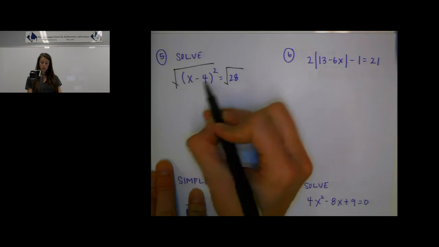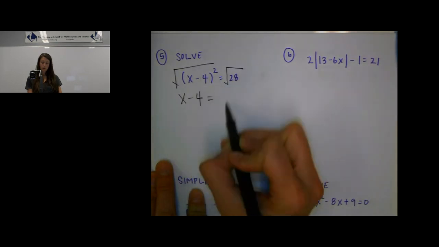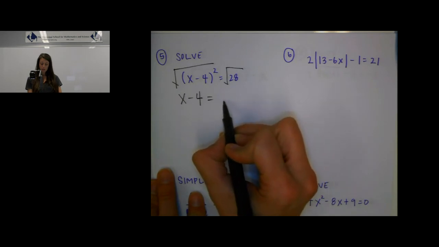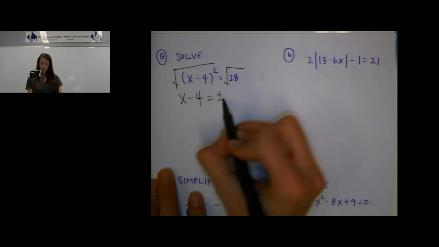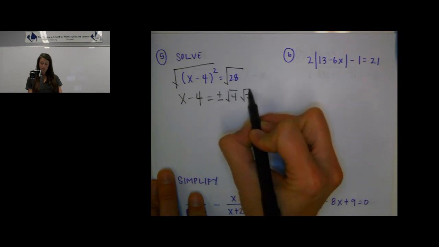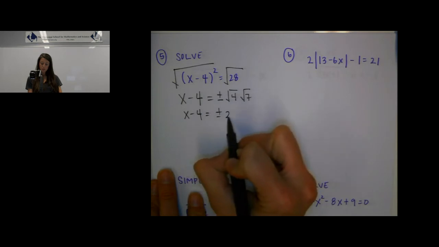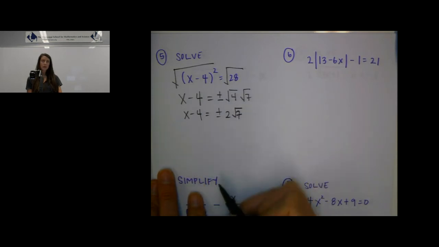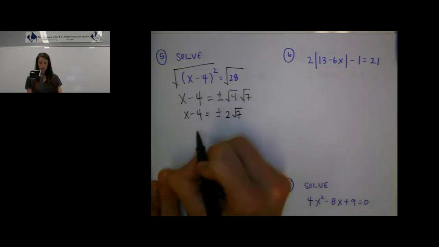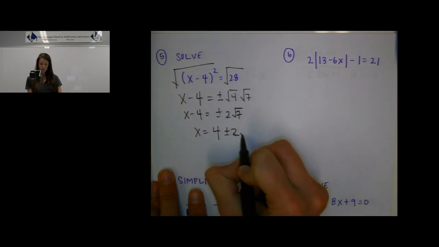So when we take the square root of x minus 4 squared, that's going to leave me with x minus 4. And then the square root of 28 is plus and minus the square root of 4 times square root of 7, right? So this will be x minus 4 is equal to plus or minus 2 square roots of 7. So you could get a decimal, then move that 4 over, so this will be 4 plus or minus 2 square roots of 7.